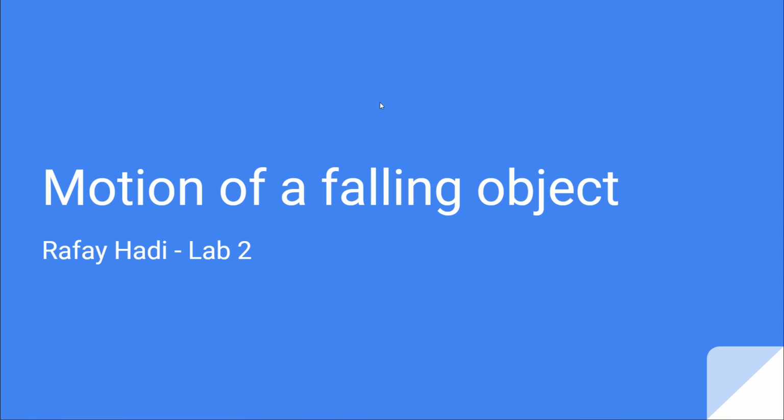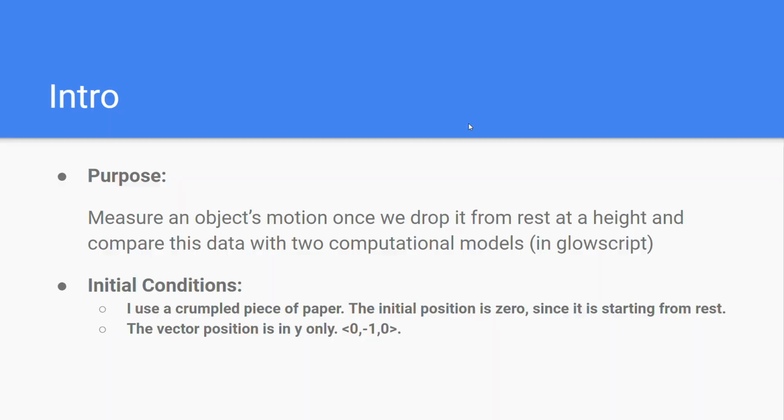This is going to be my lab report for the second lab that we're supposed to do, motion of a falling object. Now, just an introduction to what we're supposed to be doing here. We're going to drop an object from rest at a height of approximately 1.5 meters, something like that. That's what I'm doing. And we're going to compare that data with two computational models that we code in GlowScript. I'm going to get into more details with that later on.